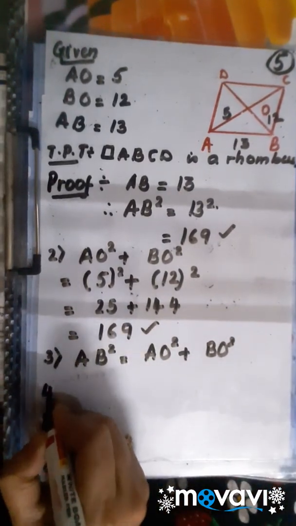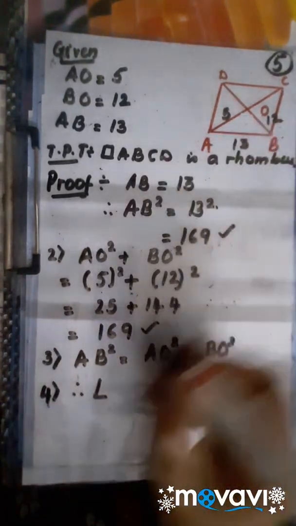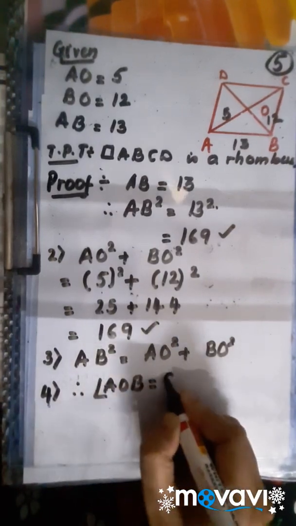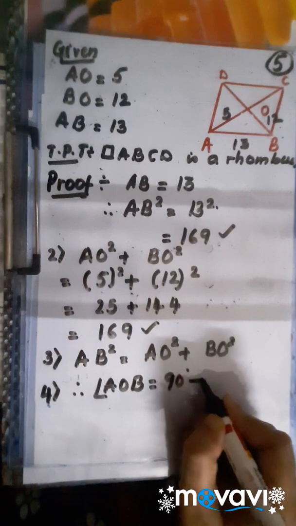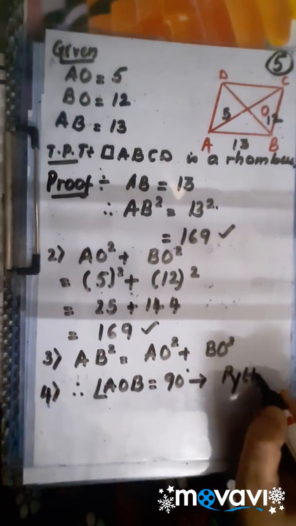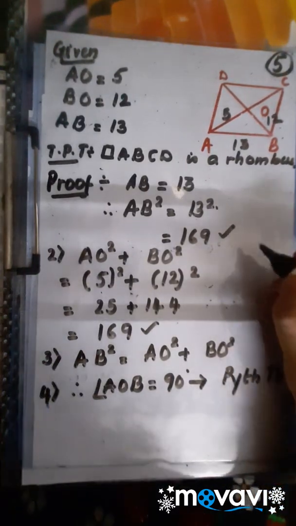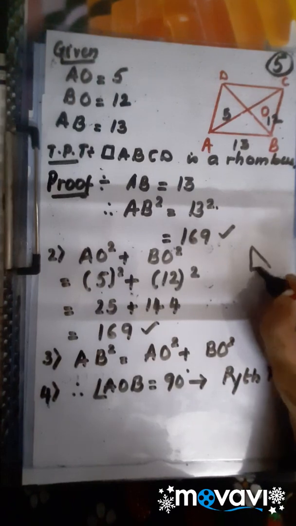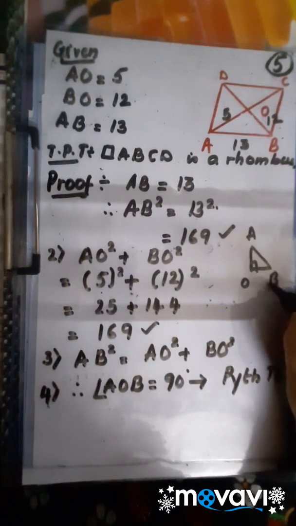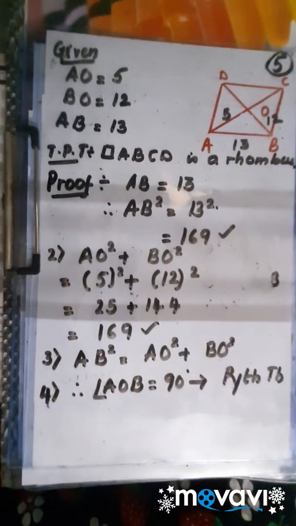So fourth statement, I can say, therefore, angle AOB is equal to 90 degrees, because of Pythagoras theorem. If you remember Pythagoras theorem, right? Pythagoras theorem says that in a right angle triangle, I can say that AB square is equal to AO square plus BO square. I can say this.